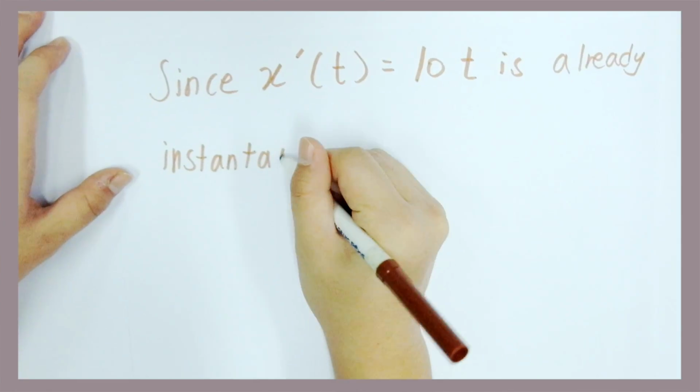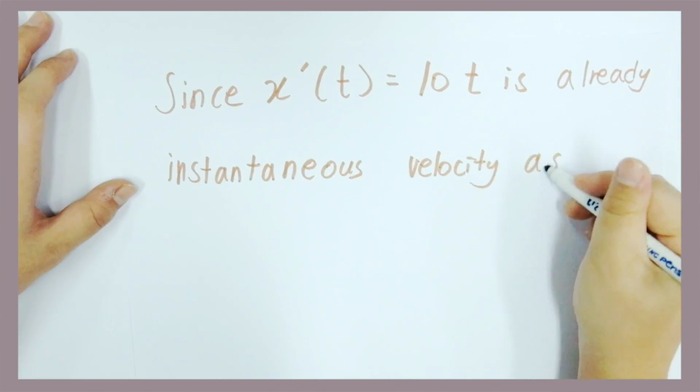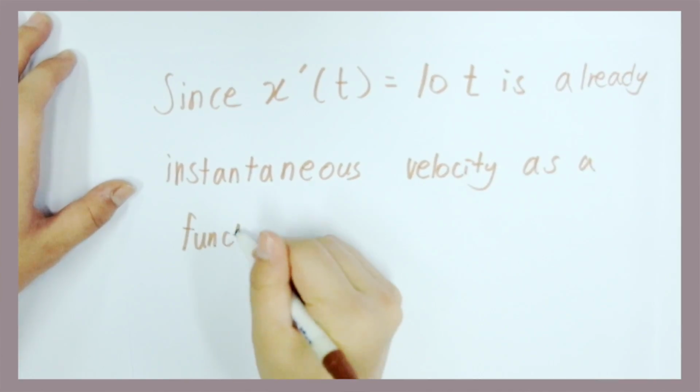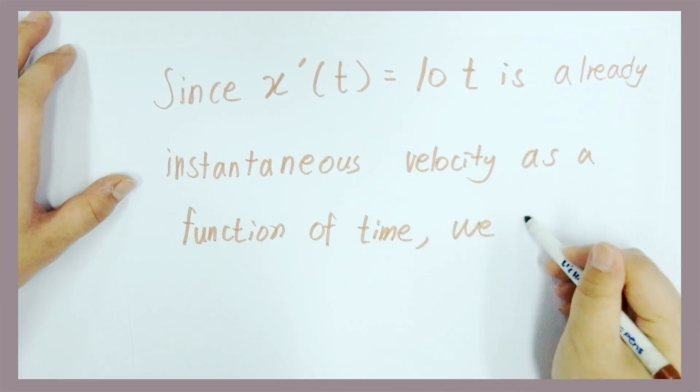Now finally, it's time to solve for D. Since using this equation right here is already expressing the cheetah's instantaneous velocity as a function of time, we just need to substitute t with t1 and t2.